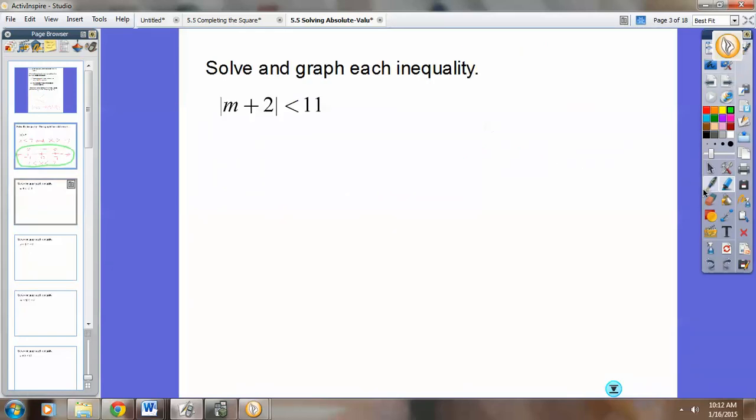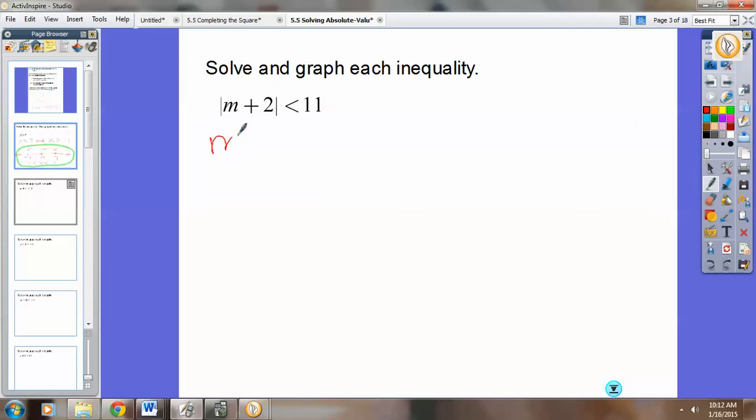Let's try another one. We're actually going to have to do some solving. So the absolute value of m plus 2 is less than 11. First of all, is this an and or an or? And. What part of this tells us that it's going to be an and? Less than is and. So let's set up our two inequalities.